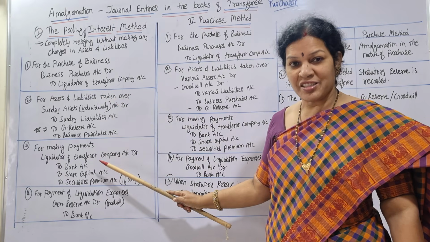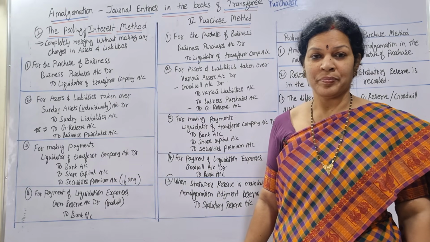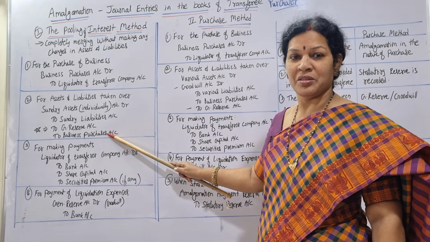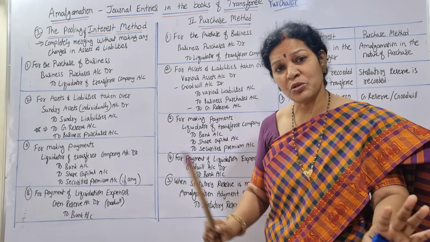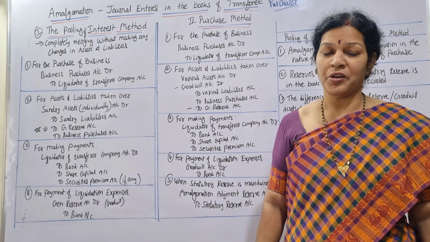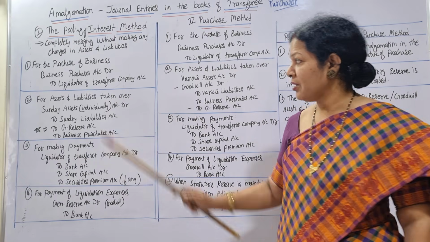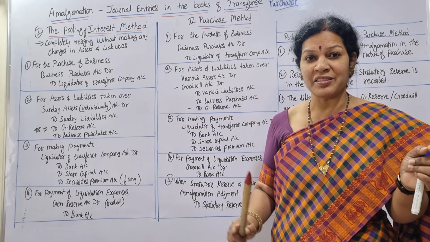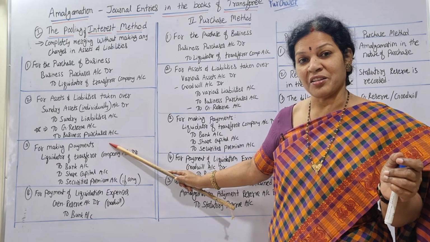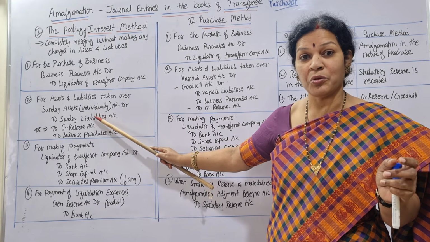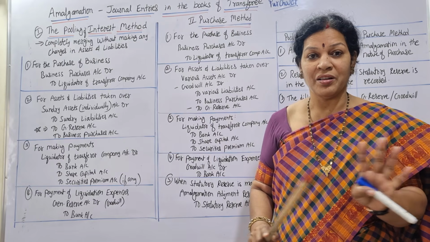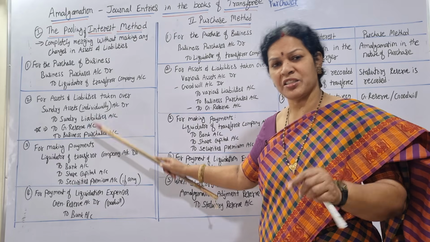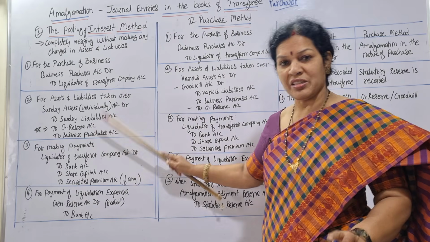When you pass this entry, you will get a balancing figure. If the balancing figure comes on the credit side, general reserve. If it comes on the debit side, also general reserve. Point to be noted, once again I repeat. When assets and liabilities are transferring, generally we get a difference. If it is on the credit side, general reserve. If it is on the debit side, we used to say goodwill. Now here, no goodwill. Whether you get the balancing figure on the credit side or debit side, wherever it may be, you will say general reserve.